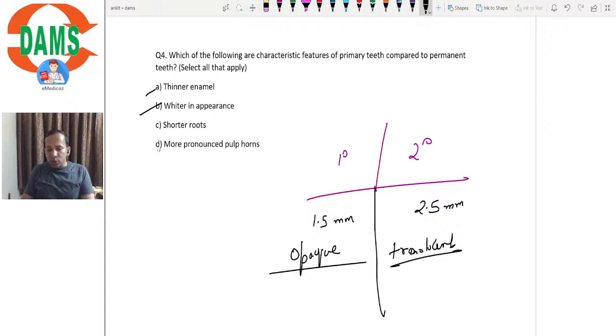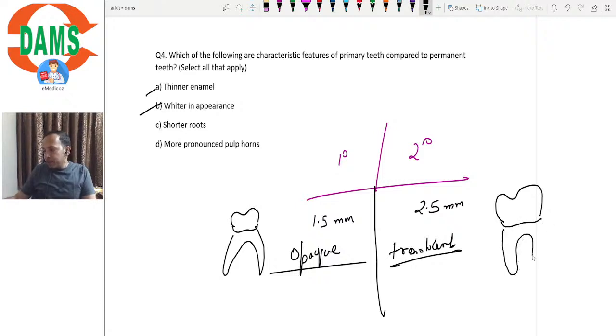Option C is shorter root. Now when you look at the tooth, let's say this is the primary tooth and here is the permanent tooth. What difference do you notice? That relatively, when you compare the crown to the root, you will notice that the relative length of root is longer in the primary, isn't it? The relative length of root is longer in primary as compared to the permanent.